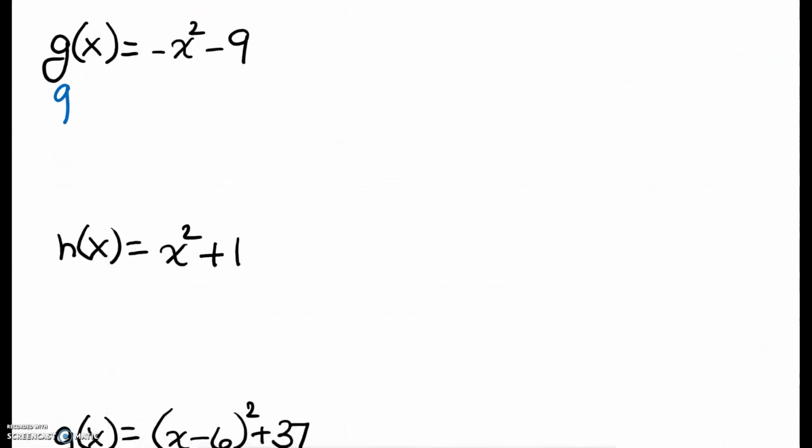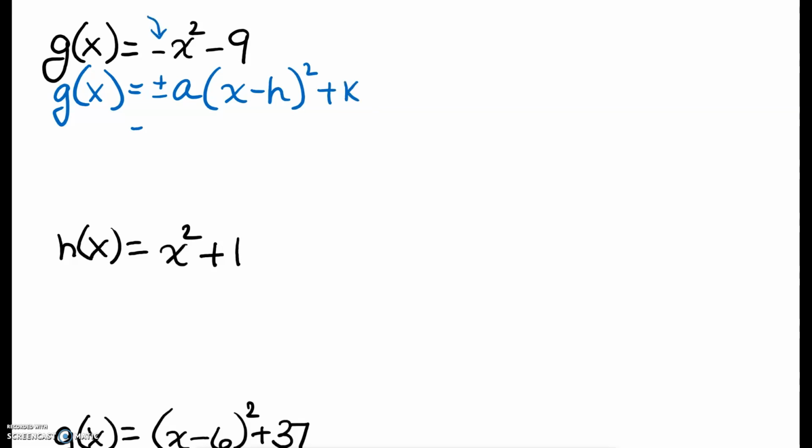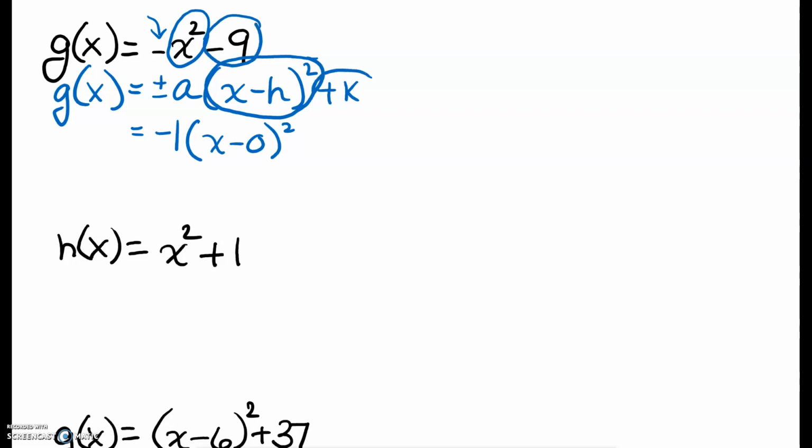Okay, so how about this example? Plus or minus a times x minus h squared plus k. Okay, we have a nice negative 1 out in front. My squared term here has nothing being subtracted from it, so it's a 0 on the inside of my parentheses. This is a minus 9, but I need to turn it into a plus, so it's a plus negative 9. So my h value is, that's h, this is k.